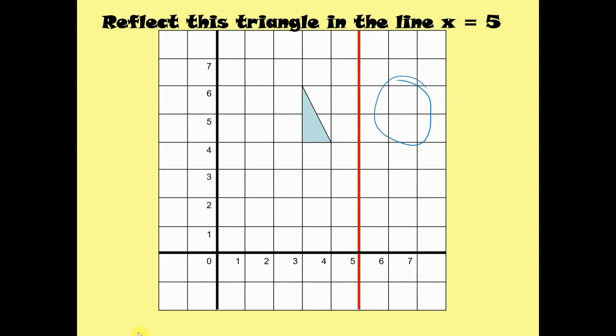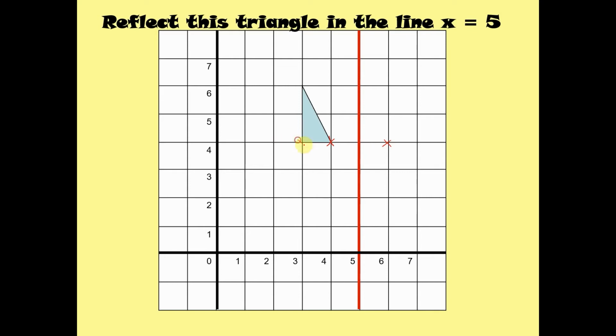Now how do we find the new points? To find the new points is very easy, as I told you before. Let's start from this point over here. This point is one box away from the line of symmetry. So this point in the reflection must be as well one square away from the line of reflection. Sorry, first I said line of symmetry. This is the line of reflection.